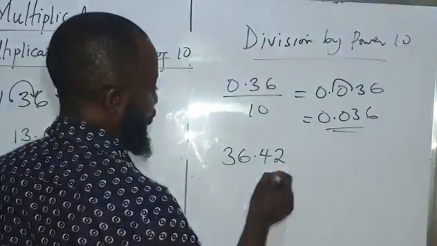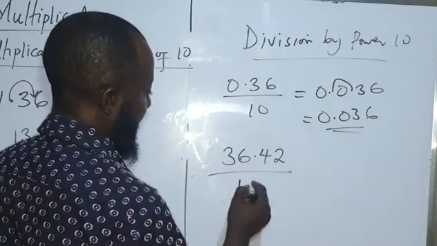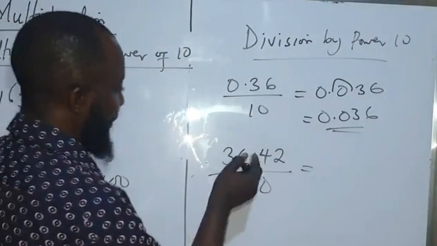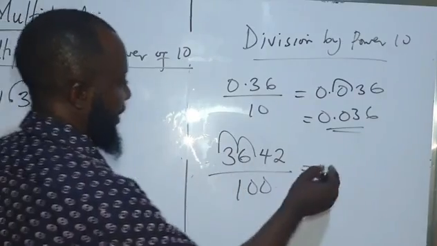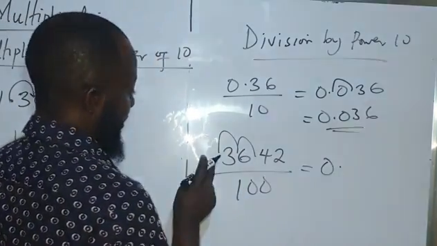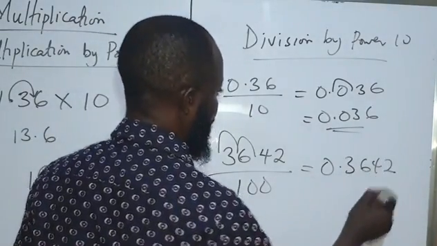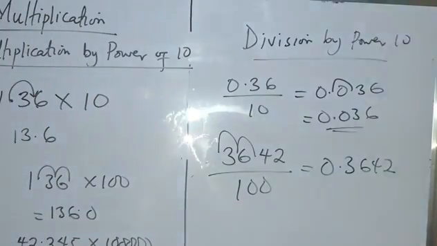If what you have there is 36.42 divided by 100, what are you going to do? You do the same thing. Move it 1, 2. That gives you 0. The point is here. Then you write the number 3642. So that's how to multiply and divide by power of 10.